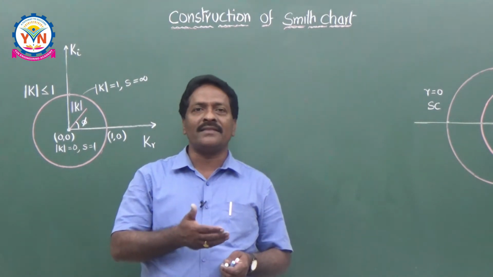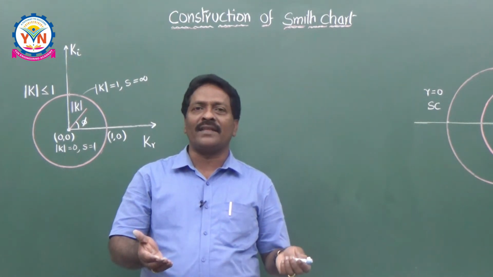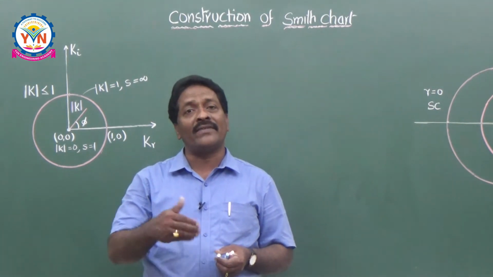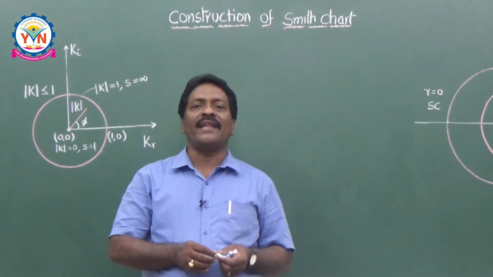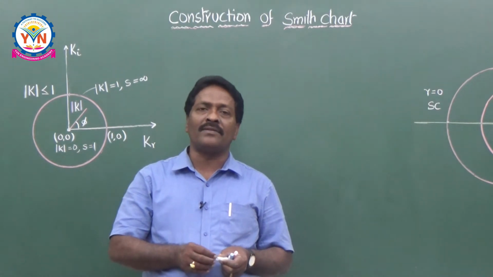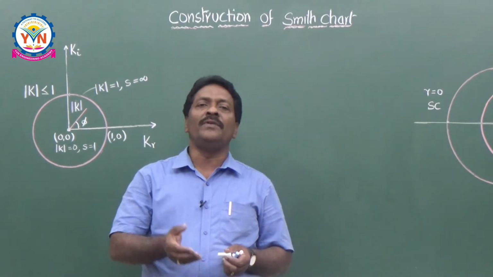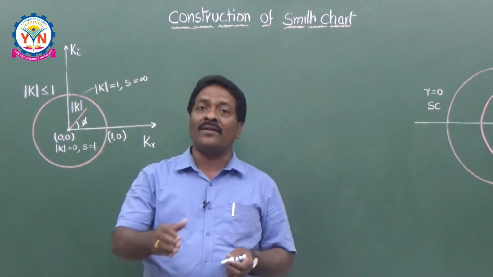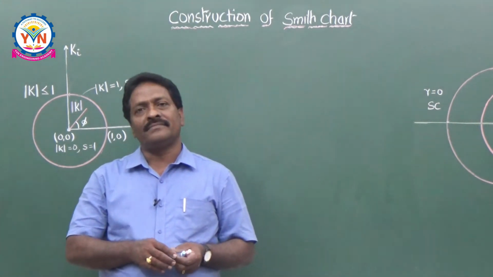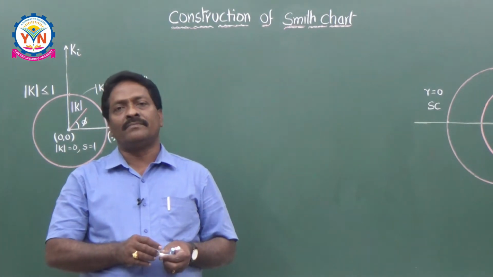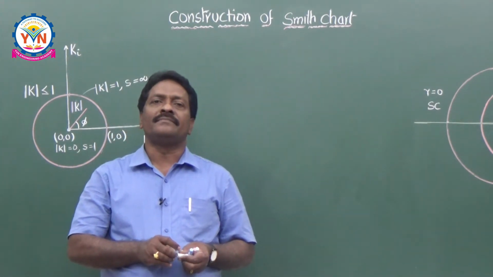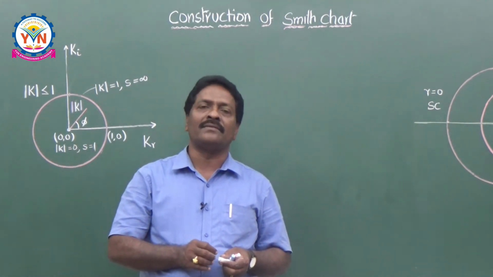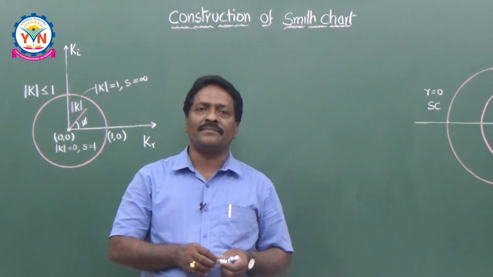But in the olden days, computers and calculators were not available. At that time, our scientists developed so many types of charts, tables and graphs, which were useful to analyze so many parameters required for their analysis and design. And at that time, Professor Smith, in 1939, developed an excellent chart which is known as the Smith chart.